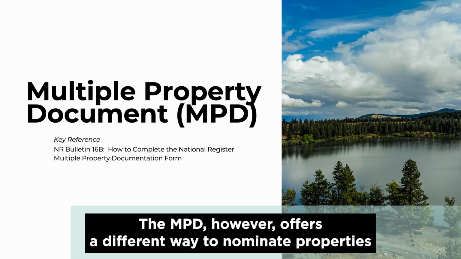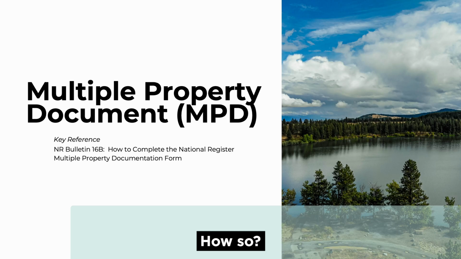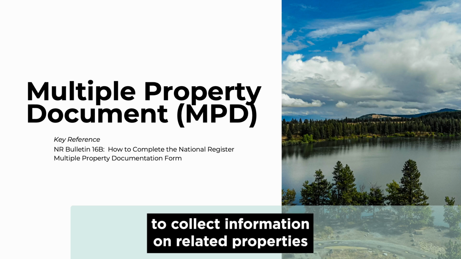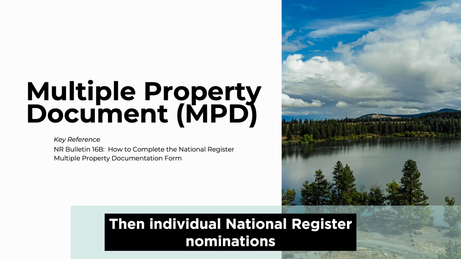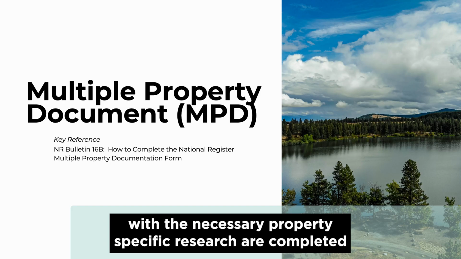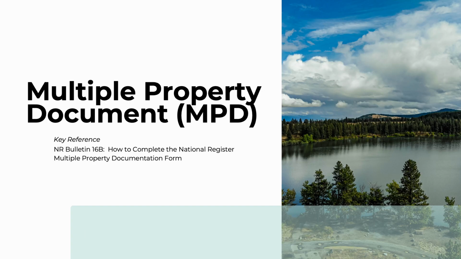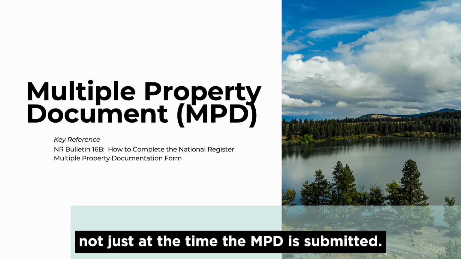The MPD, however, offers a different way to nominate properties that ultimately reduces the amount of documentation needed for each nomination. How so? Well, the MPD form serves as sort of a cover document to collect information on related properties and to evaluate the National Register eligibility of those related properties. Then, individual National Register nominations with the necessary property-specific research are completed using the context and evaluation framework in the MPD.